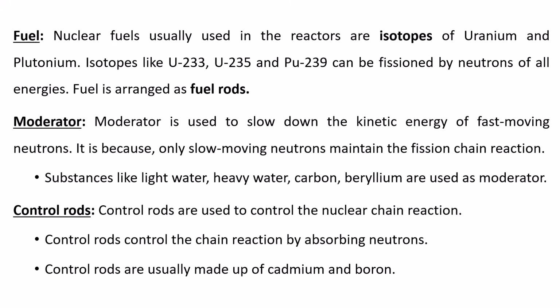Control rods. Control rods are used to control the nuclear chain reaction. Control rods control the chain reaction by absorbing neutrons. Control rods are usually made up of cadmium and boron.